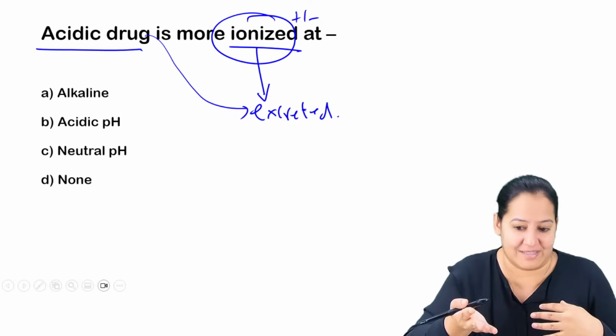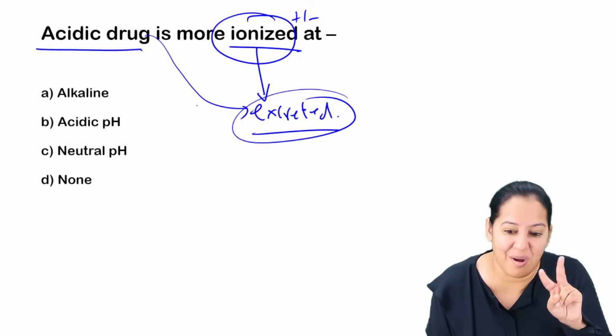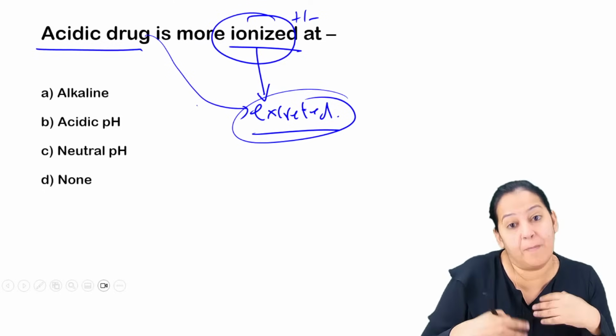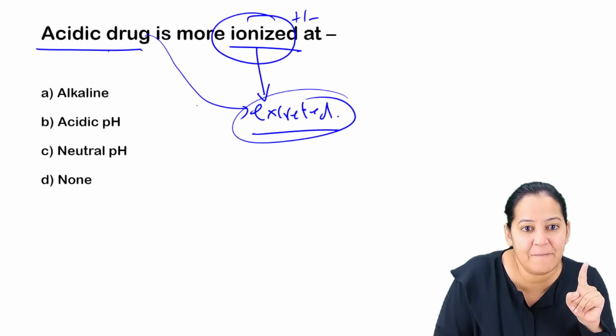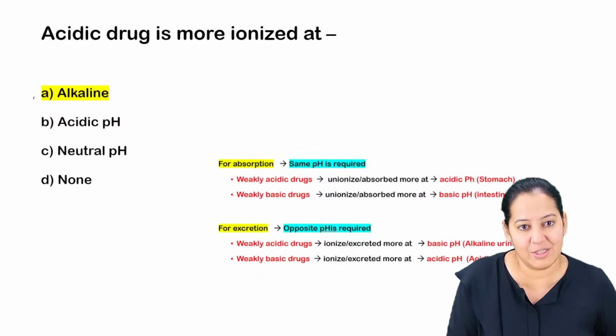It's an indirect way of asking. Okay. So acidic drug is excreted in which pH? For excretion, opposite pH is required. For absorption, same is required. But for excretion, opposite is required. So for acidic, the pH should be alkaline. In that way, my answer will be A. Okay. So that's why my answer is A.